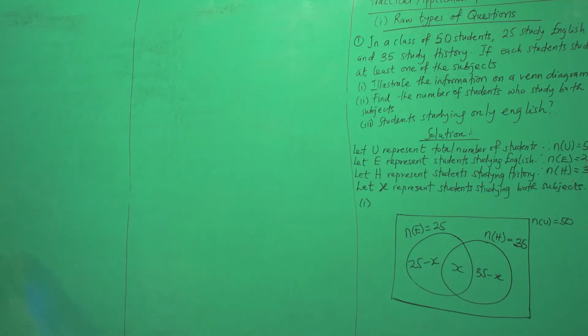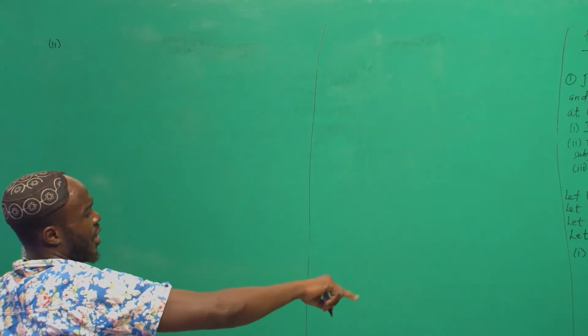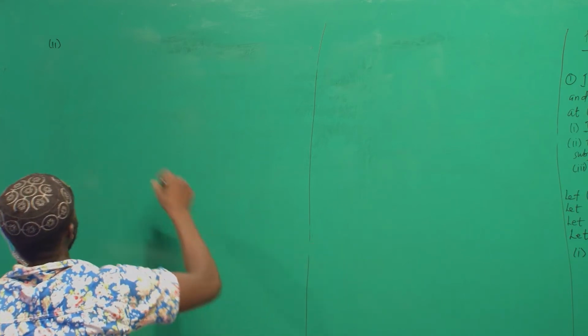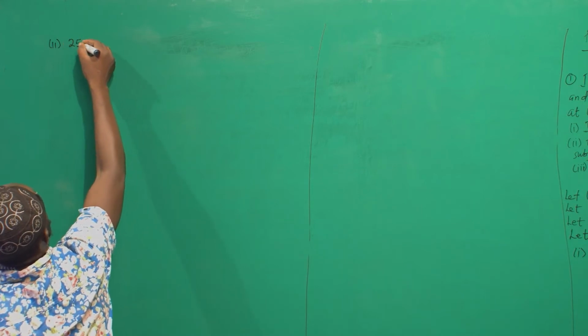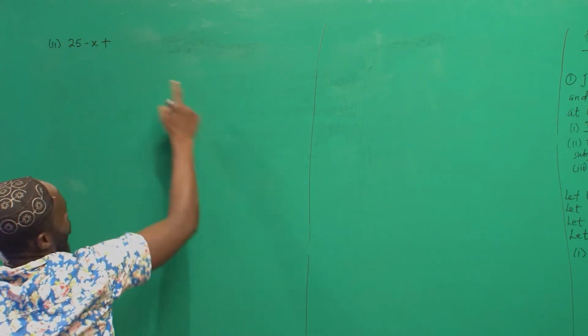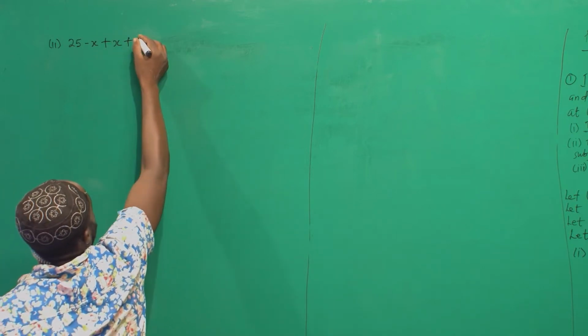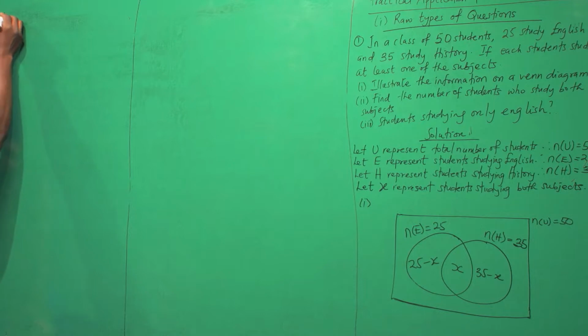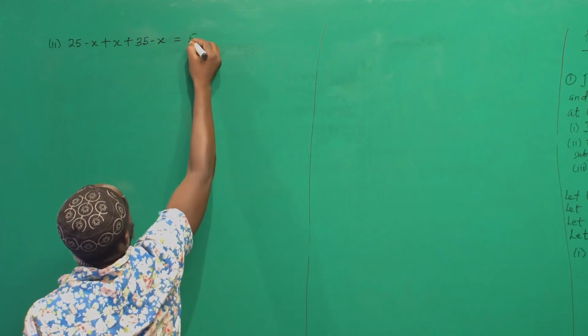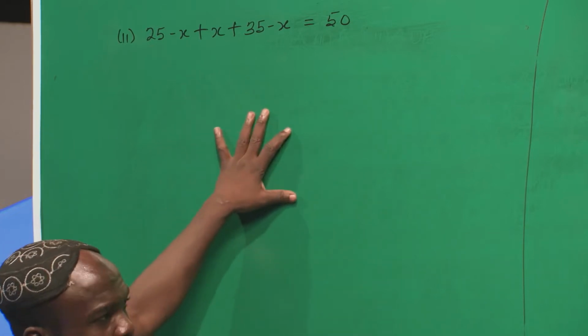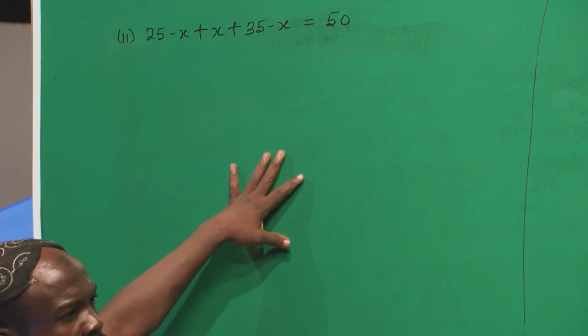We are finding X. So what I said, we'll add everything in the circle, which should be equal to what? 50. So we have 25 minus X, then plus the point of intersection, X, then plus 35 minus X should be equal to 50. Okay. Before we solve, we did the calculations and we said the answer was 10. So this should produce 10. If it's not producing 10, it means you are wrong.